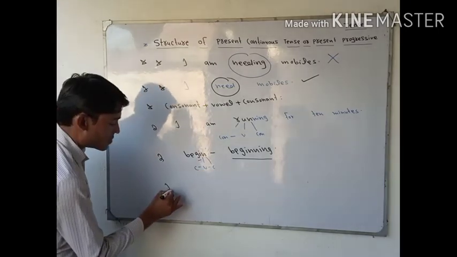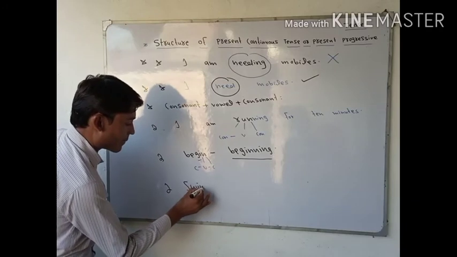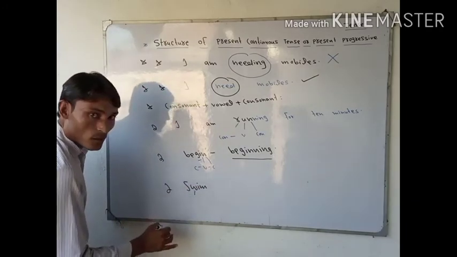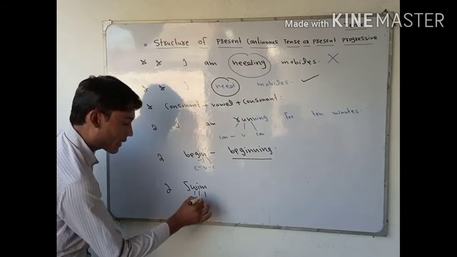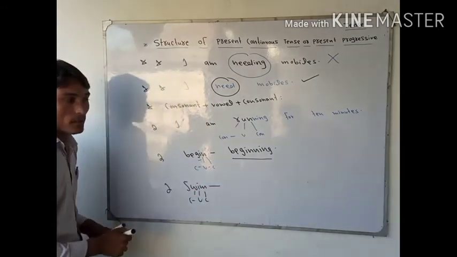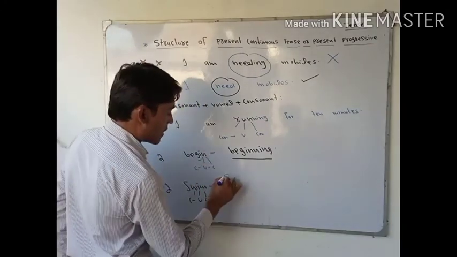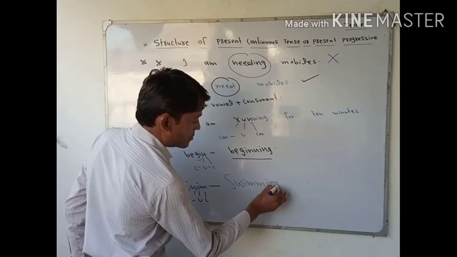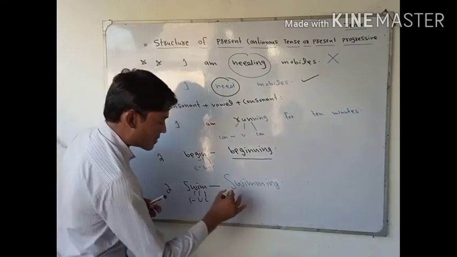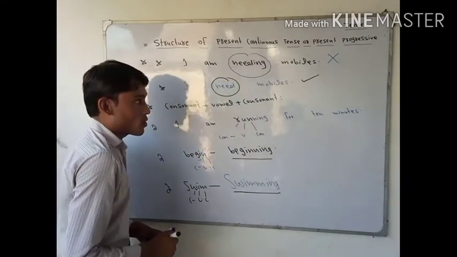Another example is swim, S-W-I-M. We have a consonant, then a vowel, and then again a consonant. So the last letter will double. For example, S-W-I-M-M-I-N-G, swimming.